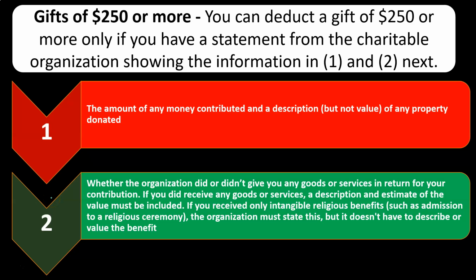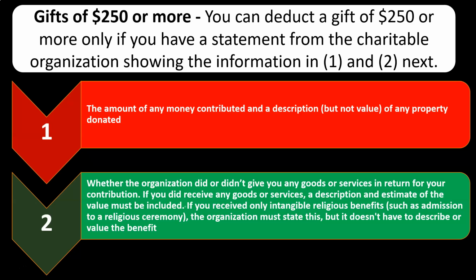When you're talking about giving someone property, what's the value of that property? Then 2, whether the organization did or didn't give you any goods or services in return for your contribution. If you did receive any goods or services, a description and estimate of the value must be included. So if the charity gave you something, they should, within the documentation, tell you what that is and the value of it. And you probably gave them some money or something in a value greater than that. So they should be able to provide that within the documentation.